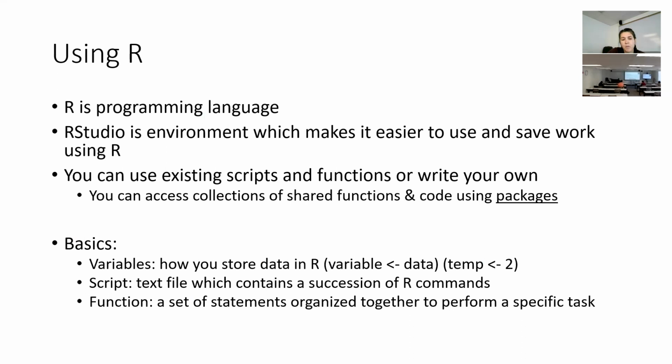And so, for example, if we wanted to create a variable named temp, and we wanted to set the data housed by that variable as a 2, you would say temp, the arrow, and then 2. And then whenever you type in the word temp, R would recognize that as the data that is stored in it. So if you did temp plus another temp, that would equal 4 since it's 2 plus 2.